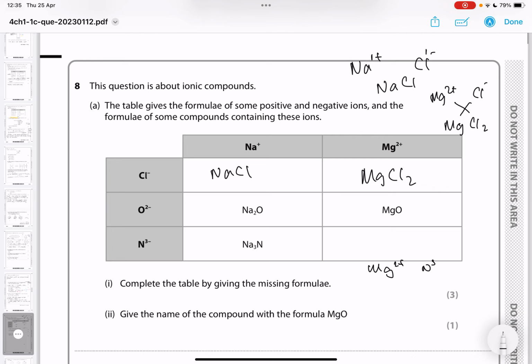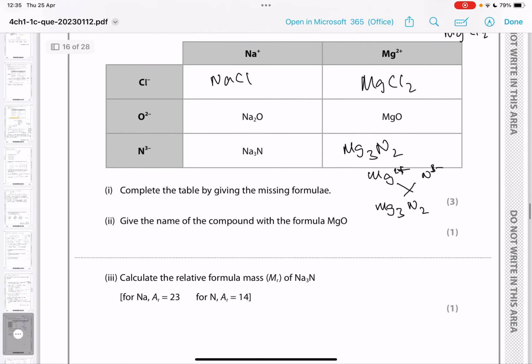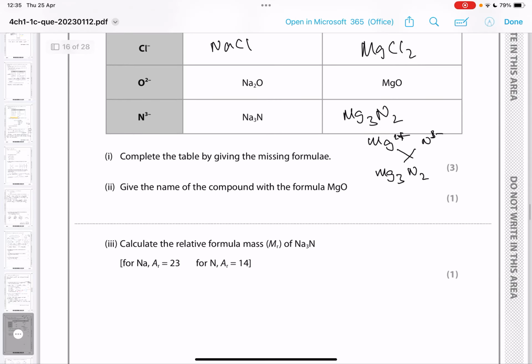Magnesium nitride. Okay, so you swap it. Mg, now that will get 3 and N2. So the formula is going to be Mg3N2. Let's move on. Give the name of the compound with the formula MgO. That's going to be magnesium, and that's oxide. So the name is magnesium oxide.